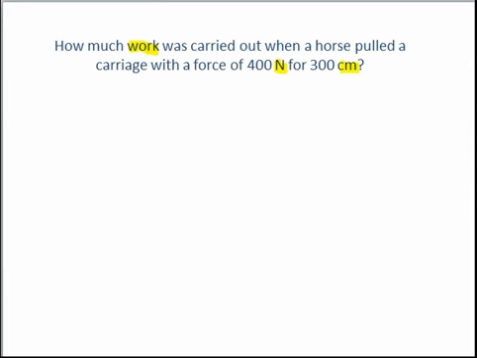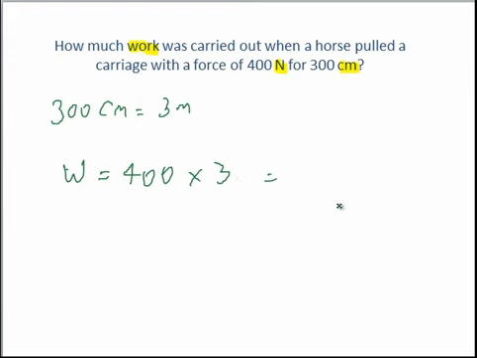So in order to convert centimeters into meters, all we do is divide by 100. So 300 centimeters equals 3 meters. So work equals 400 newtons times 3, which equals 1,200, and we need to add our unit of work. As we said earlier, it's a unit of energy transfer, so joules. And here's our answer.